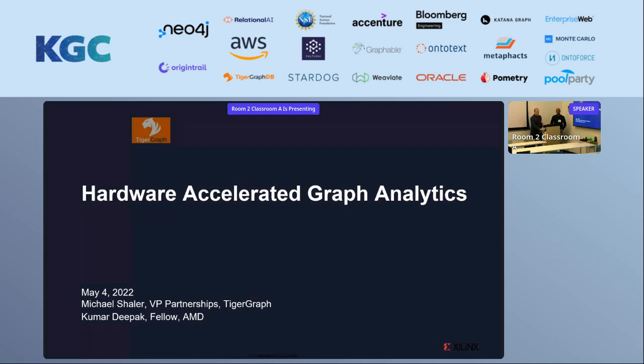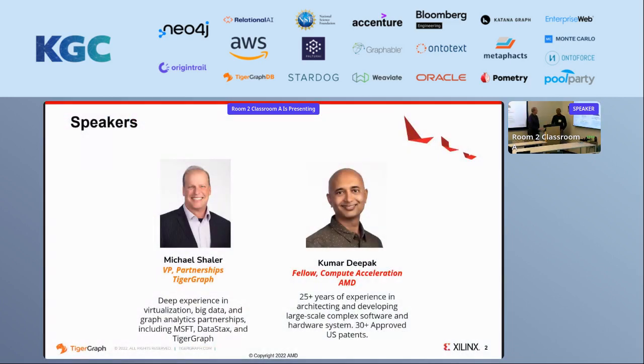So by way of introduction. I'm Kumar Deepak. I'm a fellow at AMD. I came to AMD through the Xilinx acquisition. I am currently focusing on hardware acceleration of compute in general, and in particular graph analytics. And I run our partner practice at TigerGraph, and I've done this before. I used to work with Bob Muglia downstairs. He and I were on stage last in Redmond a couple decades ago.